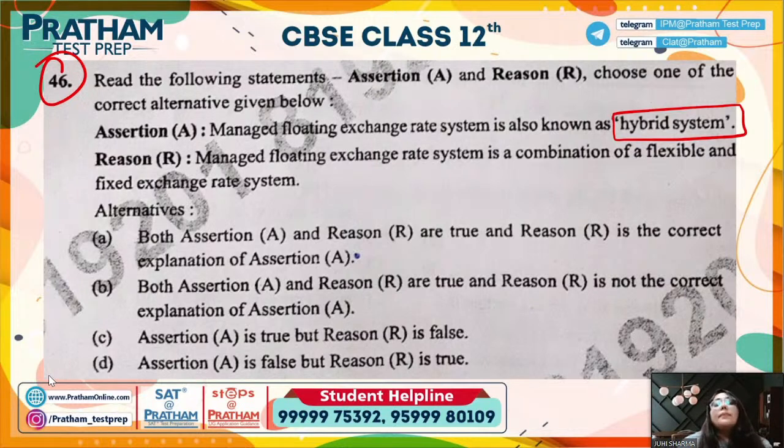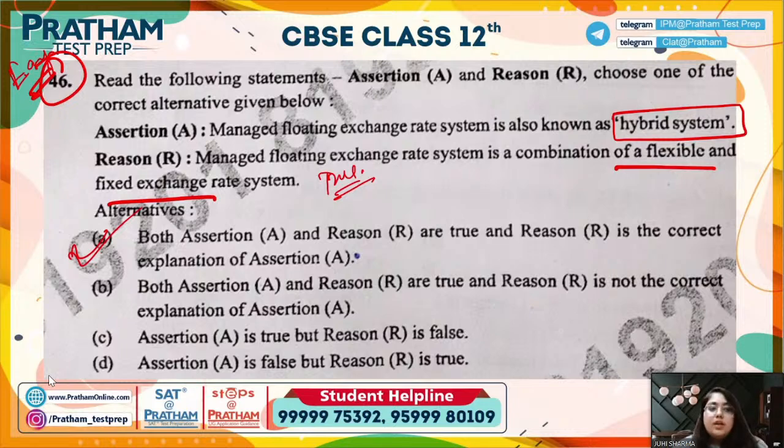So दोनों ही आपके का hybrid system. आपका reason देखो, that managed floating exchange rate system is a combination of flexible and fixed. That is also true. दोनों ही चीजें आपकी true हैं. So for 46, pretty easy question. And for question number 46, option A, that both reason and assertion are true and reason is the correct explanation, is the right answer. Okay.